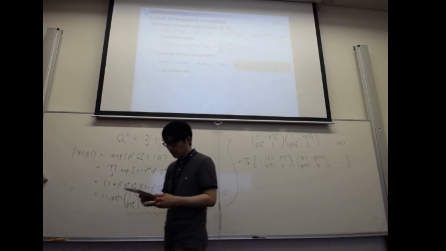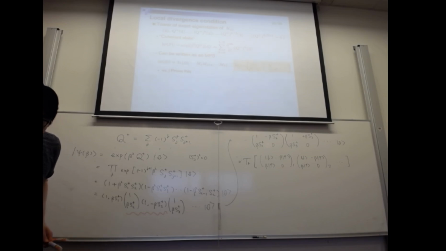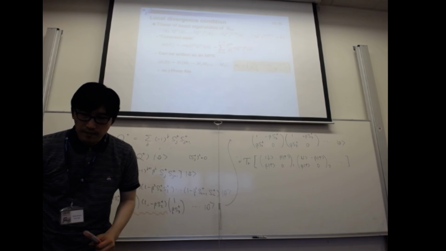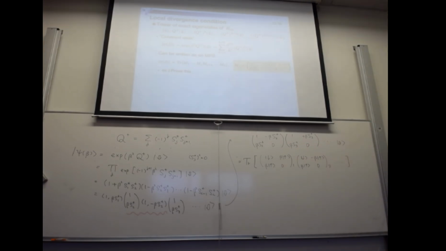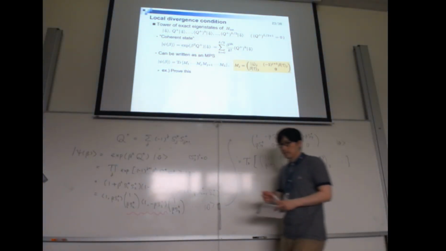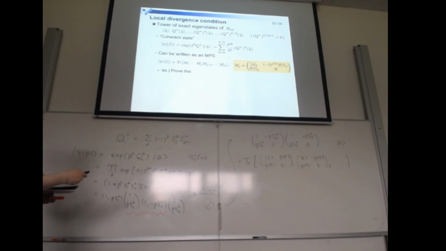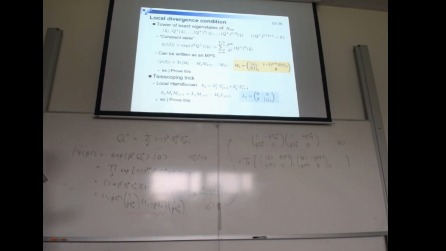And this way you can prove that this coherent state becomes a matrix product state. And the next thing I want to discuss is that this state satisfies this telescoping relation. And this is a local Hamiltonian of the XY chain. And if you act with Hj on the matrices Mj and Mj plus 1, you get something minus something, and this Lj is this 2 by 2 matrix. Okay, now let's prove it.